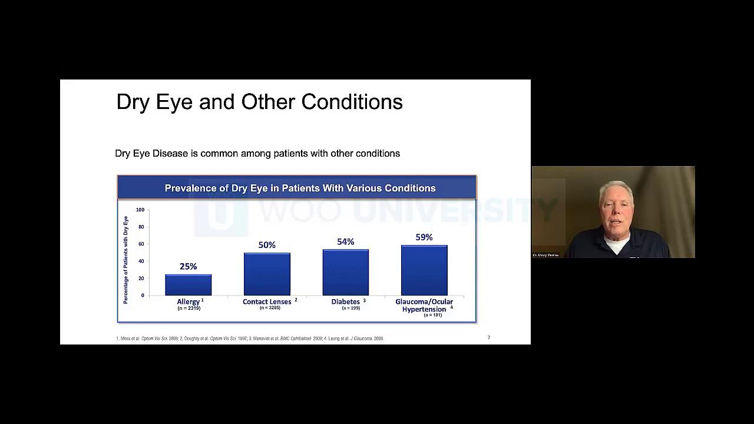And one thing I'd really like to pay attention to is how it affects general optometric practice so much. Take a look at 50% of the contact lens wearers. Take a look at 54% of patients with diabetes. So when we look at those conditions, I always say, don't look at the rare, look at what's common, look at what's in your practice all the time.